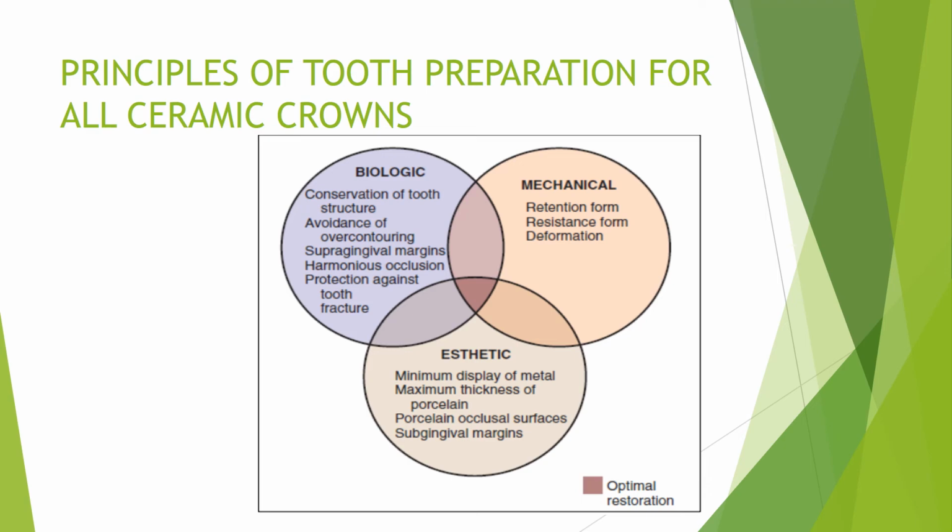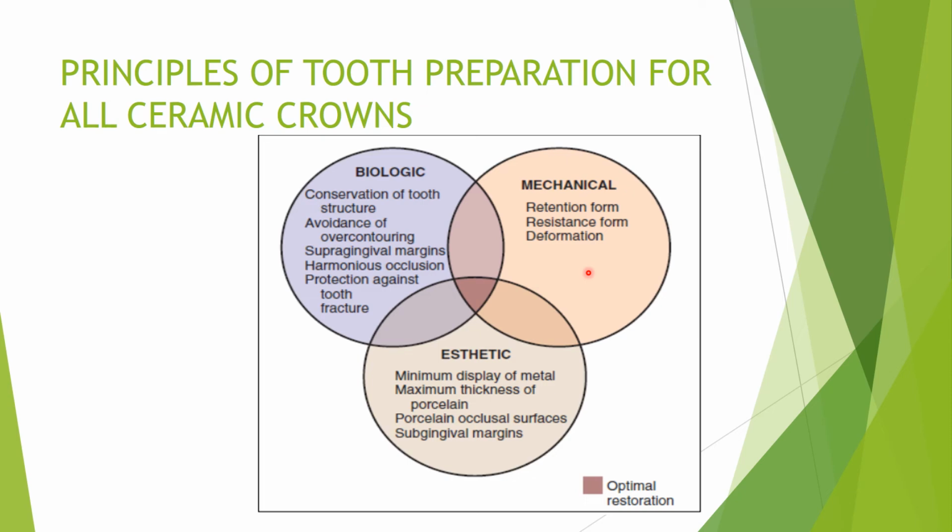Okay. Coming to principles of tooth preparation for all ceramic crowns, it will remain exactly the same, divided into biological, mechanical, aesthetic. We have to conserve the tooth structure, we have to avoid over contouring, we have to give supragingival margin, or I would argue here in the anterior we might provide either equigingival or subgingival margins, right? And of course we need to bring harmonious occlusion. We have to prep the tooth adequately so it prevents the fracture of the abutment later. And then you have to incorporate the retention resistance form, the proper margin, the proper symmetry, right?